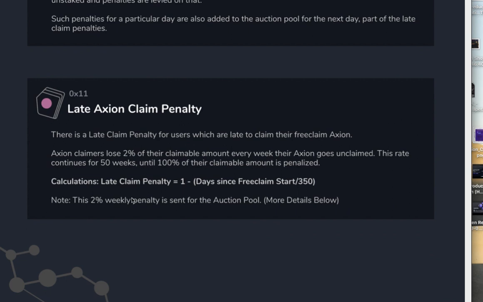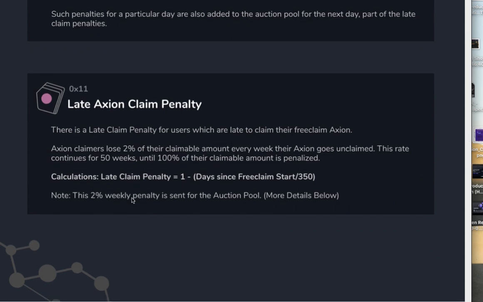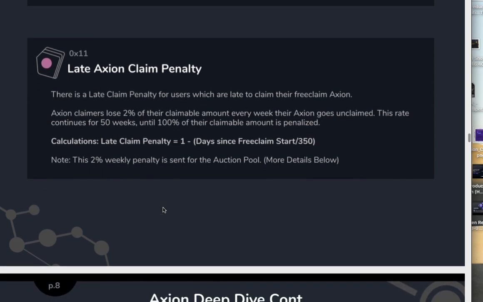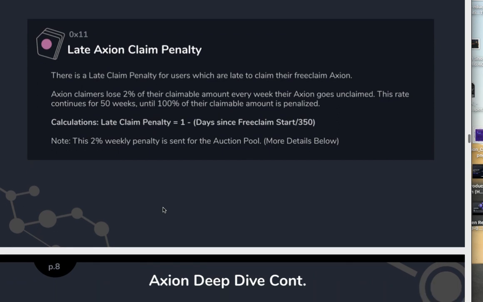Late Axion claim penalty. There's a late claim penalty for users who are late to their claim for free claim Axion. Axion claimers lose 2% of their claimable amount every week their Axion goes unclaimed. So this really helps people to claim up front and get the users onboarded right at the beginning. This rate continues for 50 weeks until 100% of their claimable amount is penalised. So at that point, there'd be nothing to claim. Calculation: late penalty equals 1 minus the days since the free claim. All right, this 2% weekly penalty is sent to the auction pool.